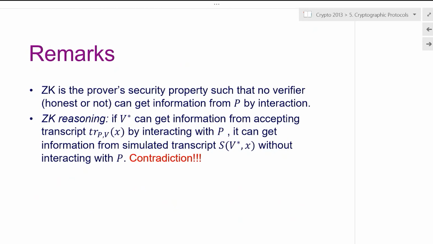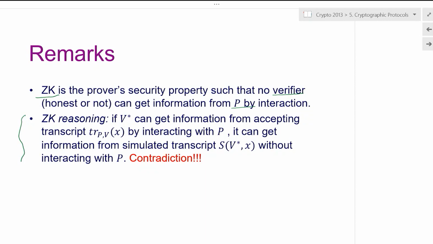By telling you all these stories, we are trying to say that if a proof system is zero knowledge, we have this security property that no verifier, regardless of whether it is honest or dishonest, can gain any information from the prover by interaction. So that is number one. And the reasoning is that if you can get information from the simulator, it means the simulator should have that secret knowledge S, which it doesn't. I hope this example makes it clear for you to understand how this idea works.